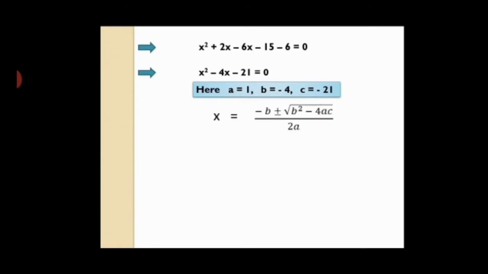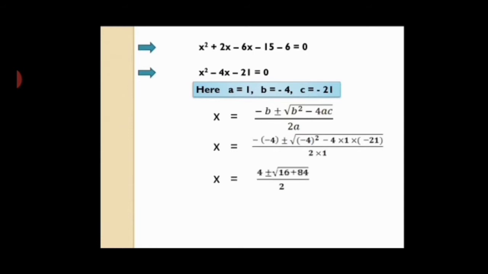And this is the quadratic formula: x equal minus b plus minus square root of b square minus 4ac upon 2a. Now we will substitute the values of a, b and c and we will get x equal minus within bracket minus 4 plus minus square root of minus 4 whole square minus 4 into 1 into minus 21 upon 2 into 1. After simplification we will get x equal 4 plus minus square root of 16 plus 84 upon 2, which is 4 plus minus root 100 upon 2, and as we know the square root of 100 is 10, x equal 4 plus minus 10 upon 2.